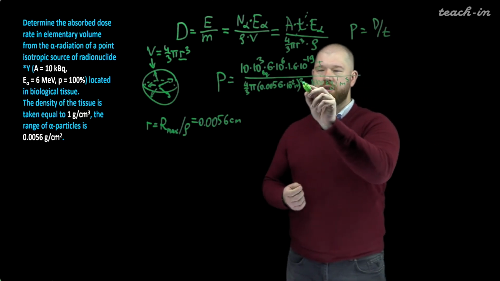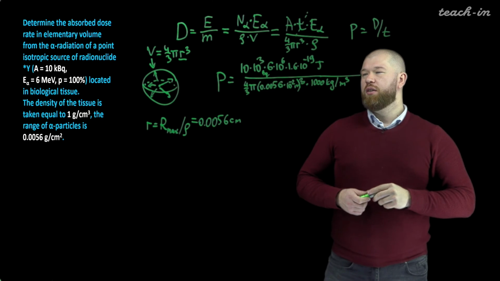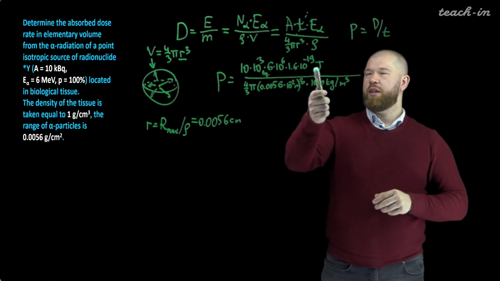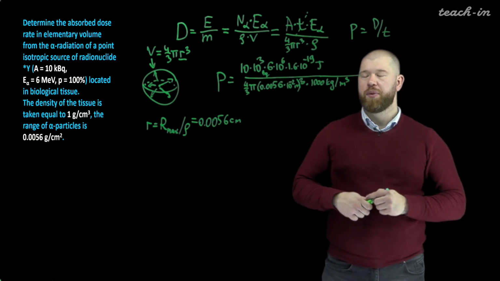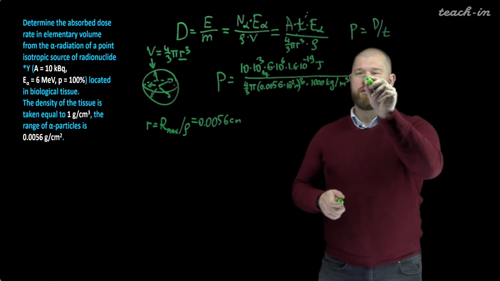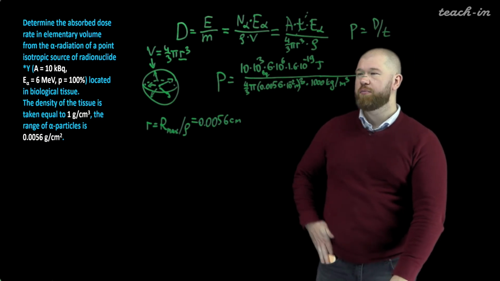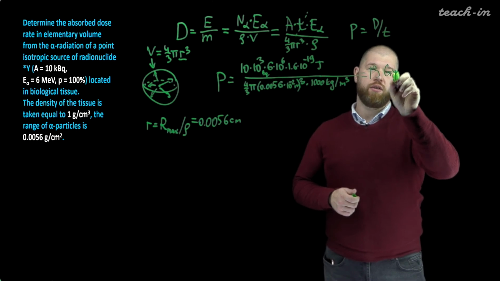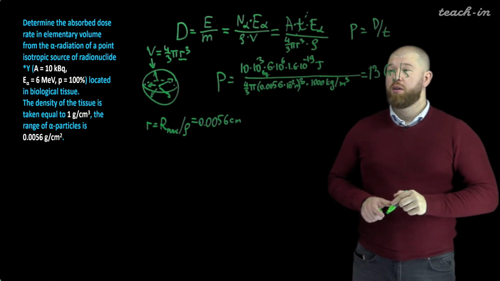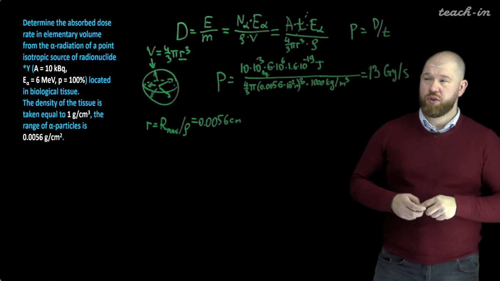Oh, sorry, it's not squared, it's cubic. Finally, we will have only joule per kilo, that is equal to gray. And thus, we have all the numbers. Let's calculate. 13 gray per second. So it is an extremely high dose rate.